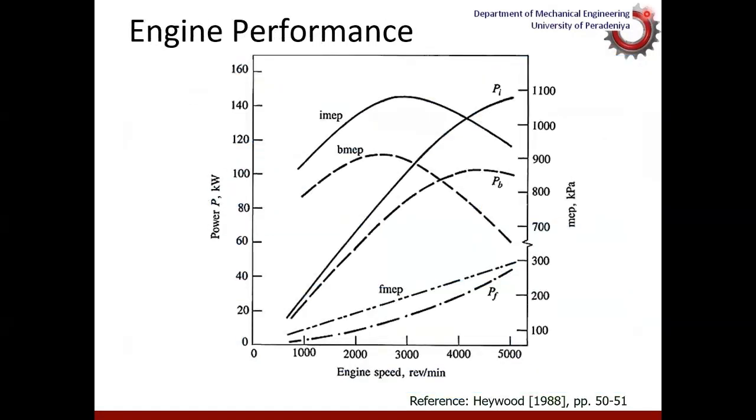Now, this graph shows us the effect of the parameters that we just discussed on the speed. You can see the brake mean effective pressure peaks somewhere around 2000 to 2500 or 2200 RPM in this particular engine. And then after that, it starts dropping down. And indicated mean effective pressure also peaks at nearly 3000 RPM, and then again starts dropping down with the speed.